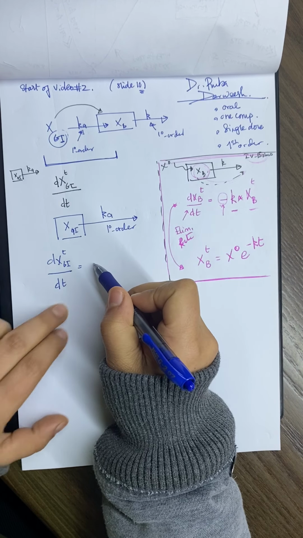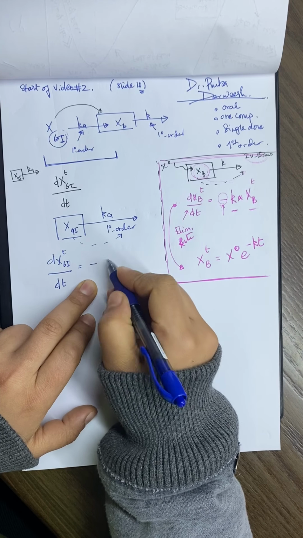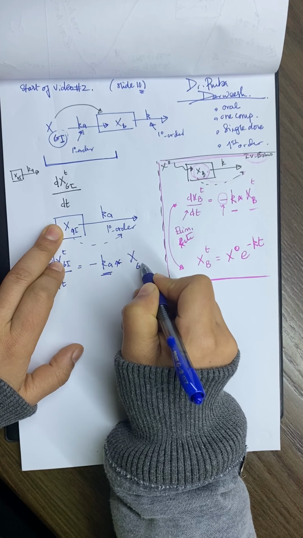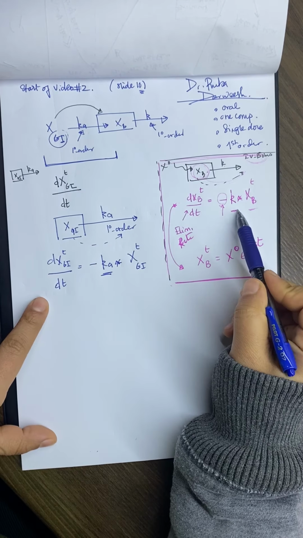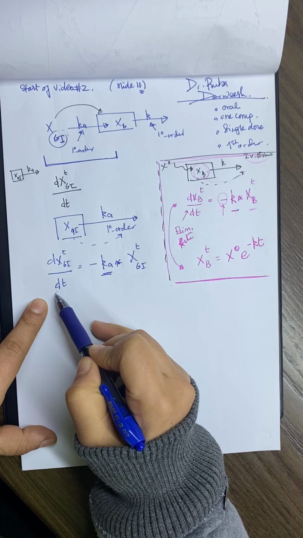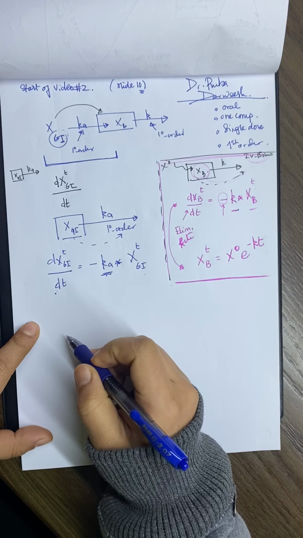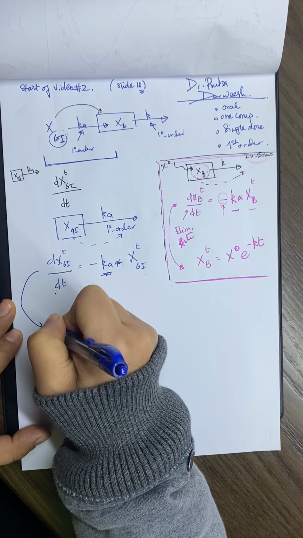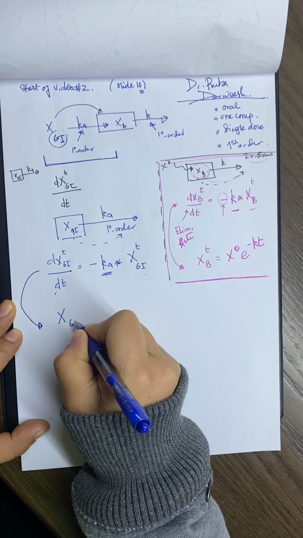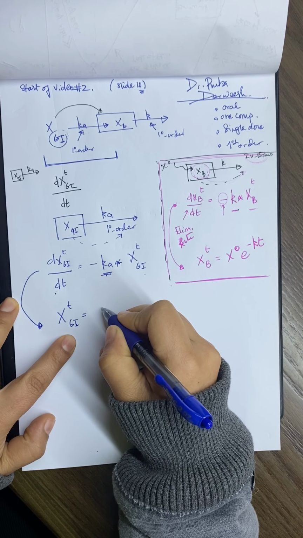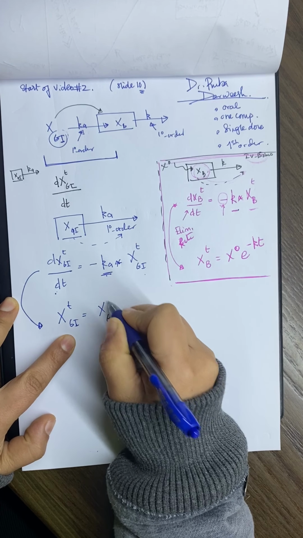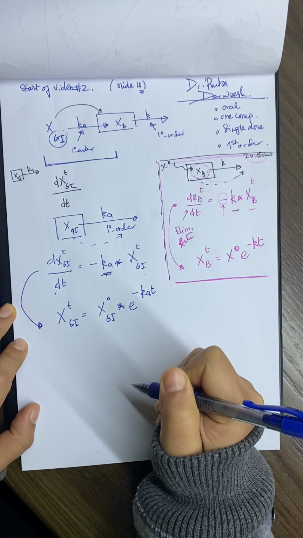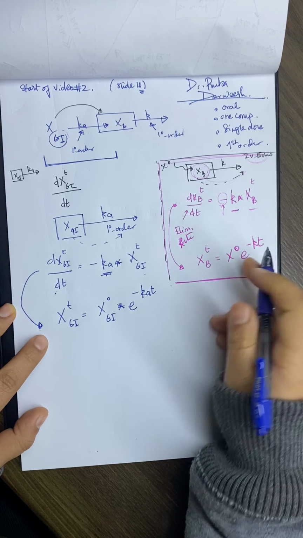So this will be equal to minus, because it's decreasing, Ka, the absorption rate constant, multiplied by the amount in the GI at a certain time. When this differential equation is integrated, we will have xgi at a certain time equal to xgi naught multiplied by the exponent minus ka multiplied by the time, similar to whatever you have here.